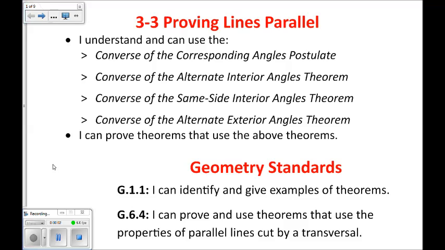This video is about proving that lines are parallel. In our last section, we looked at a postulate and 3 theorems, and in this section, we're looking at the converse of that postulate and those 3 theorems. You should be able to prove these theorems and be able to prove other theorems that use these theorems.